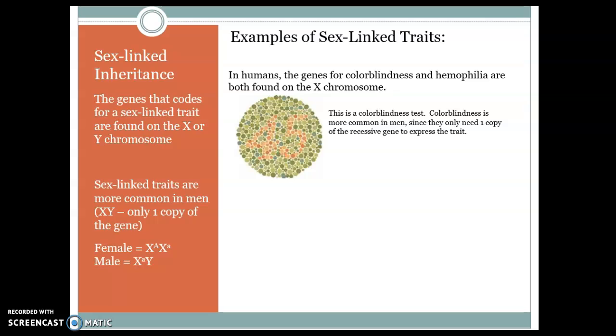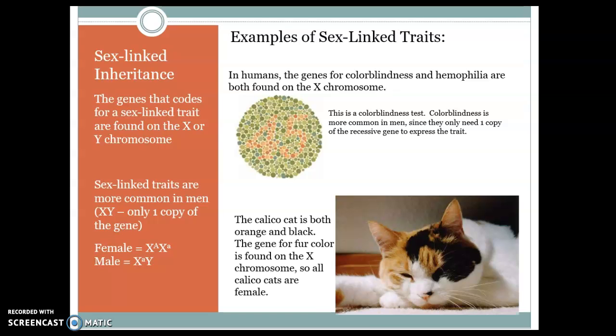But what's important here is we can see more often men are colorblind than women because the gene that codes for colorblindness is found on the X chromosome. So a man only needs to inherit one recessive allele to express colorblindness, where a woman needs to inherit 2.